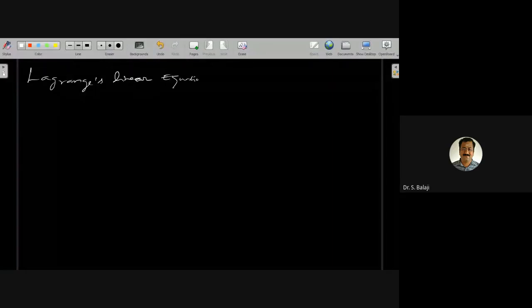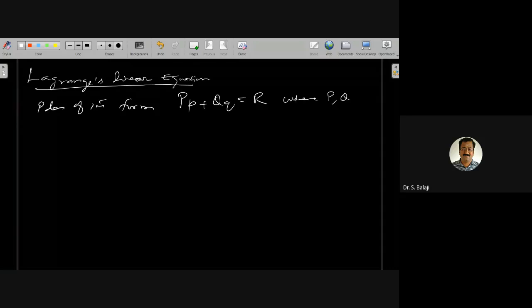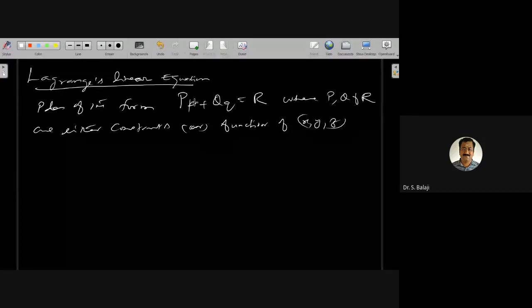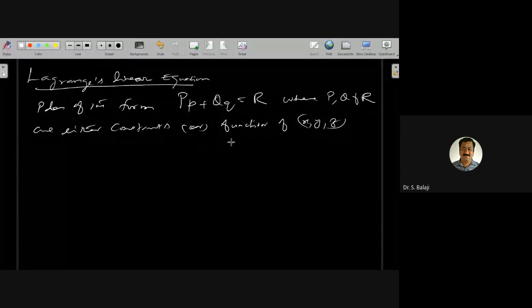Lagrange's linear equation. PDEs of the form Pp + Qq = R, where capital P, capital Q, and capital R are either constants or functions of x, y, z.